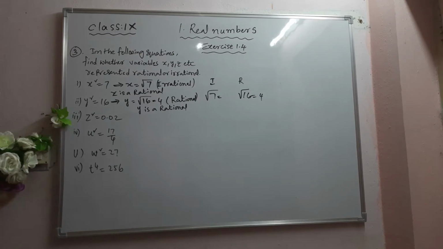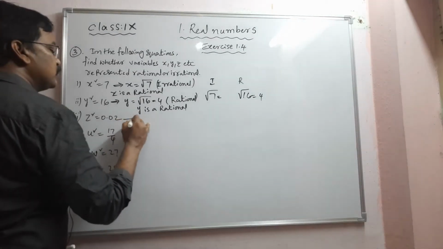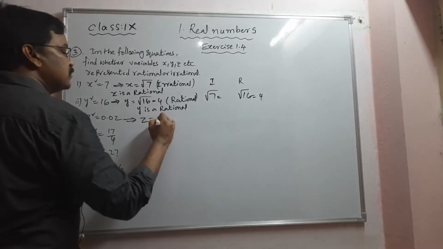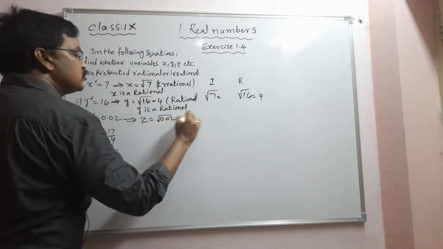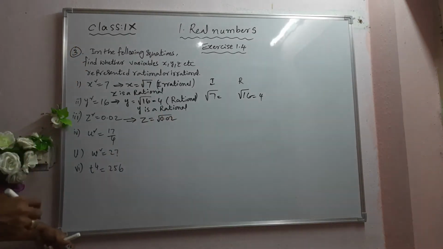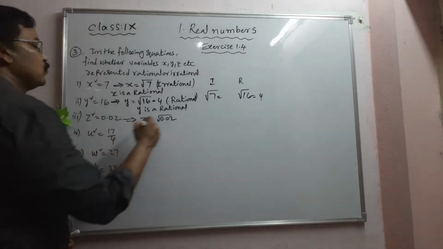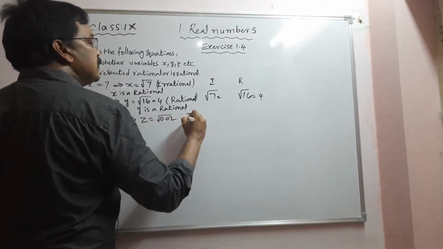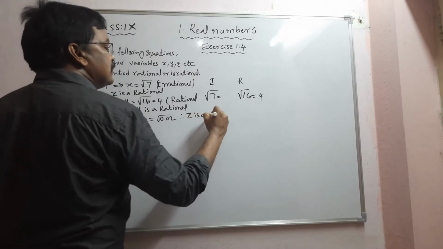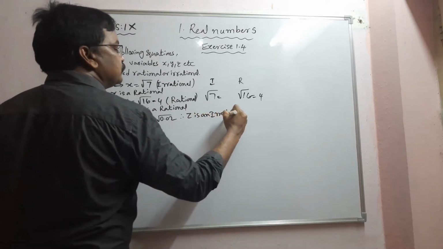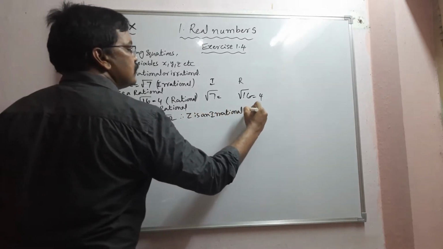Coming to z square is equal to 0.02. What is z? Square root of 0.02. So again, 0.02 is not a perfect square number. Therefore, z is an irrational number. Irrational number.